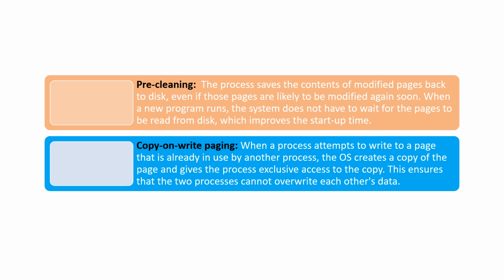And copy on write paging: when a process attempts to write a page that is already in use by another process, the OS creates a copy of the page and gives the process exclusive access to the copy. So this ensures that two processes cannot overwrite each other's data. So this is one of the techniques.